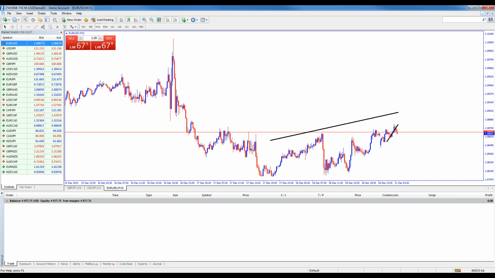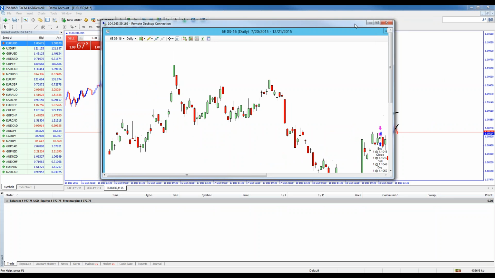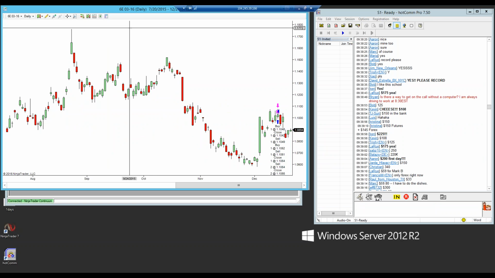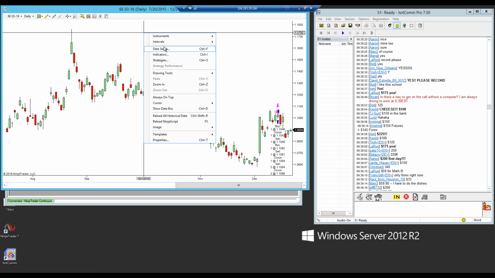Now let me get back to the other chart that I wanted to show you guys. Let me just fix this, and bring it here, and fix this like this.